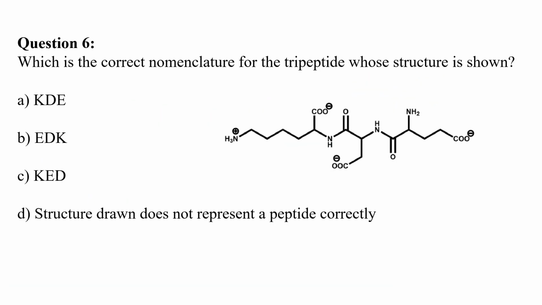So the next question: which is the correct nomenclature for the tripeptide whose structure is shown here? So there is a structure shown here. Can you identify the amino acids and see what tripeptide it is making? Anybody wants to answer this question?